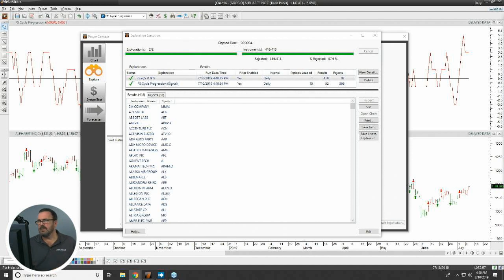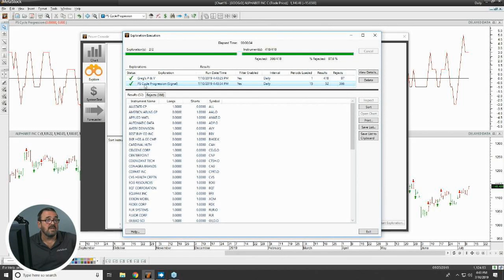Okay, all right, so it looks like this has run. Now again, it had 418 of the 500 that were within my criterion for price and volume. And then of those 418, it had 52 that met the criterion of the PS cycle progression. And you can see I had longs and shorts. I scanned for both longs and shorts.